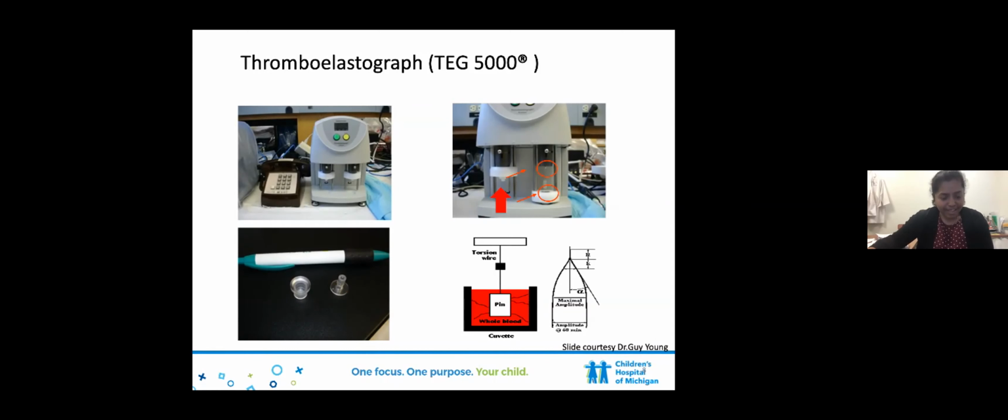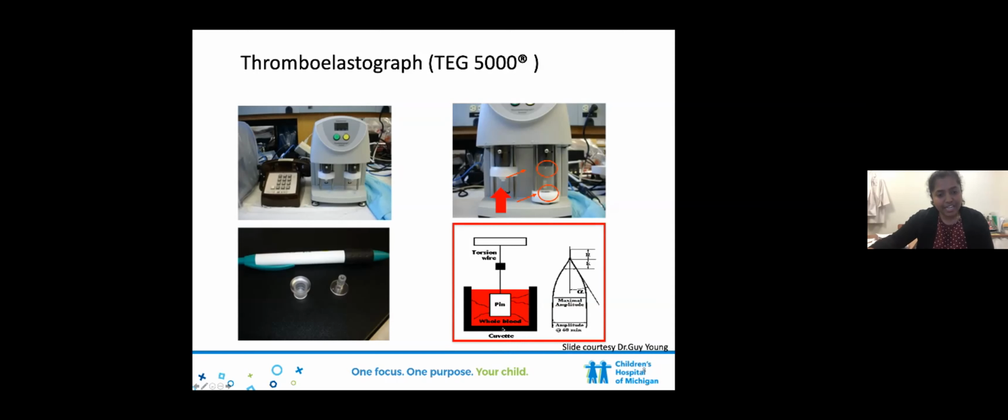What happens then is that the blood is inside the cup, and the pin and the cup oscillate independently of each other. When the blood is liquid, there is nothing that connects the pin to the cup, and therefore they are allowed to rotate independently of each other. But as fibrin strands form and connect the wall of the cup to this pin, the two of them are forced to move in unison.